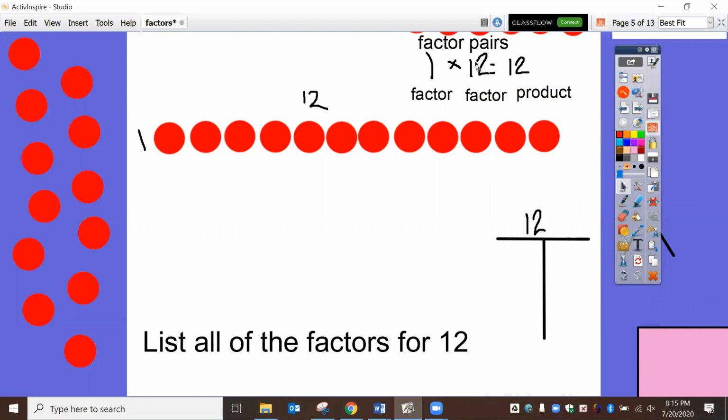The factor pairs are the two numbers that I multiply together to get the product. So my factor pairs are 1 and 12. I like to organize my thoughts using a T-chart when I'm working with factors and factor pairs. So I'm going to write my factor pairs in this T-chart. Take about 5 seconds and see if you can think of another way that I could arrange the dots into an equal-sized group of 12.